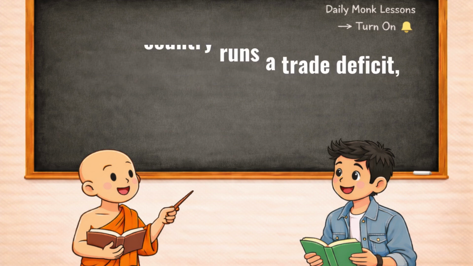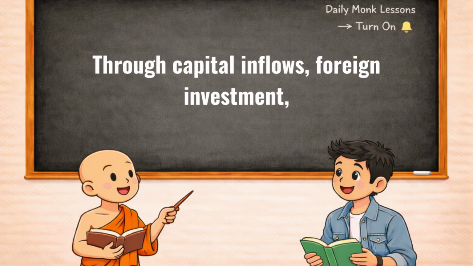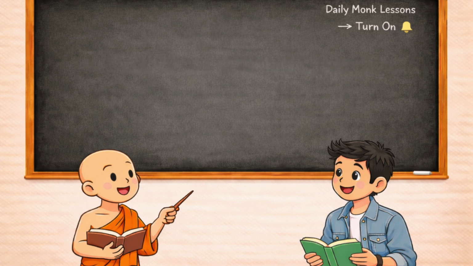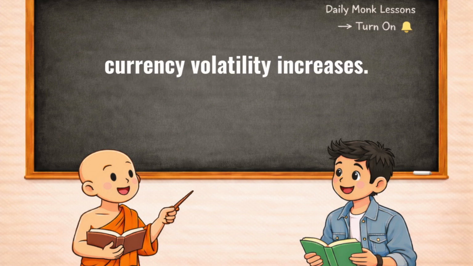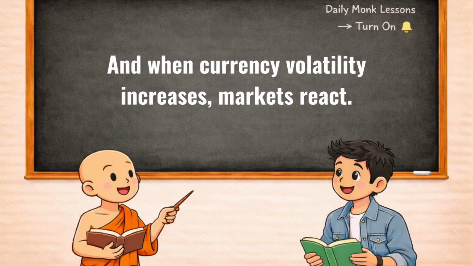Now, here is the second layer. When a country runs a trade deficit, it must fund it. How? Through capital inflows, foreign investment, portfolio flows, external borrowing. If capital inflows are strong, the deficit is manageable. If capital inflows slow while the deficit widens, currency volatility increases. And when currency volatility increases, markets react.